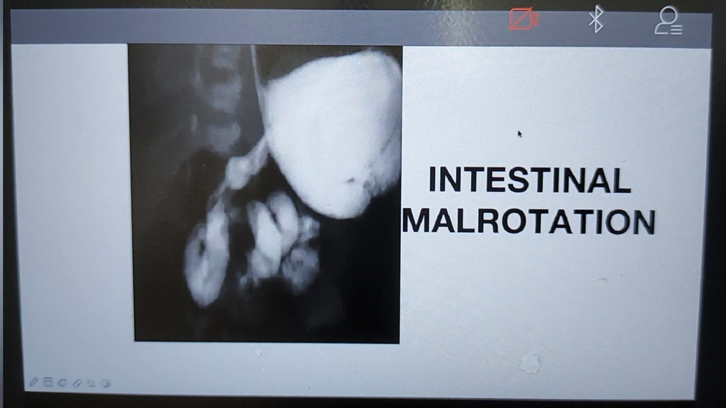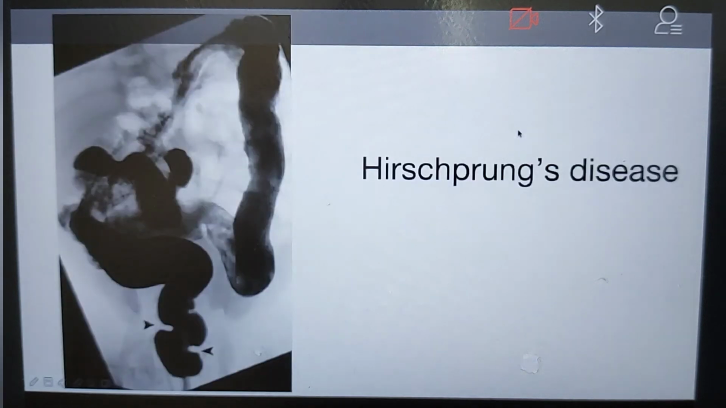Okay, this one is intestinal malrotation, becoming bubbleless. As you can see there, it is twisted. Usually they will present with a feeling of cramping of the abdomen. If it's a baby, they will pull up their legs and cry, and also come with non-stop vomiting.